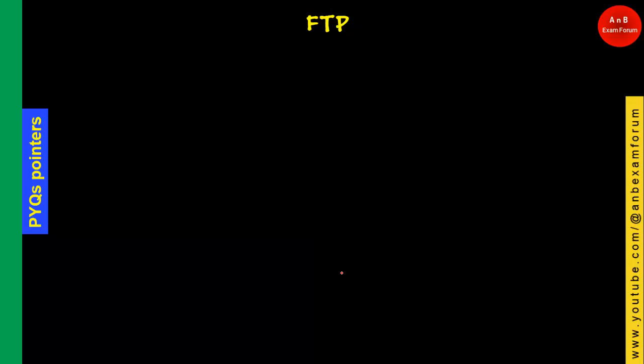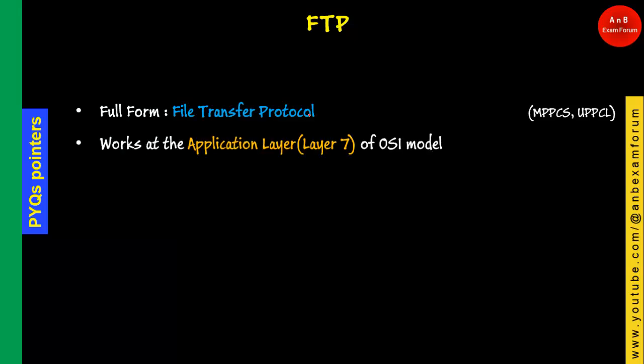Okay, let's see the next protocol, that is File Transfer Protocol, FTP, a very important one, and the full form is very simple. As I told you, it is File Transfer Protocol, FTP. And again, these are the application layer protocols, so these are layer 7 protocols of the OSI model.